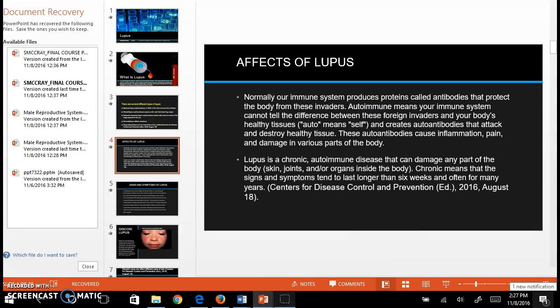The effect of lupus is that normally our immune system produces proteins called antibodies that protect the body from these invaders. Autoimmune means your immune system can't tell the difference between these foreign invaders and your body's healthy tissue, so it creates autoantibodies that attack and destroy healthy tissue. These autoantibodies cause inflammation, pain, and damage in various parts of the body.